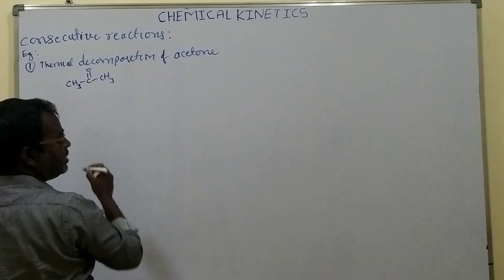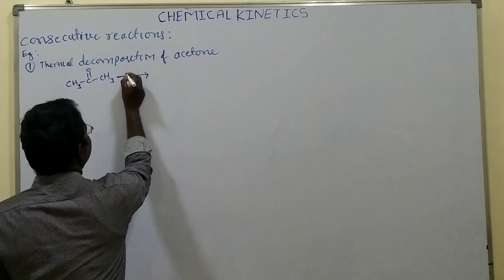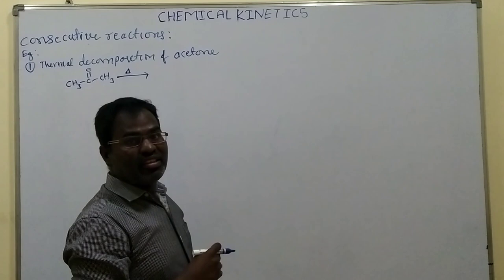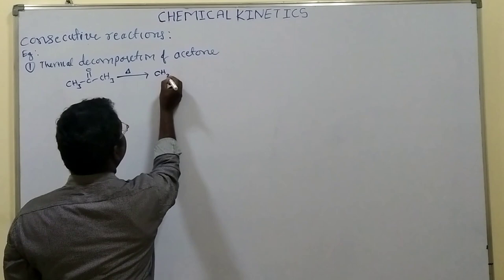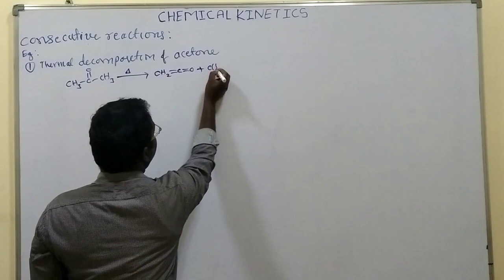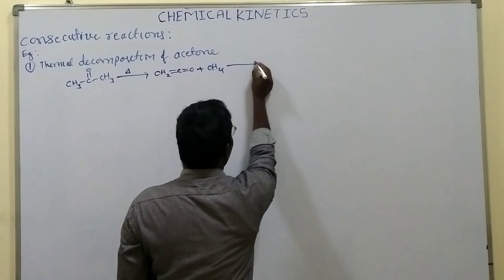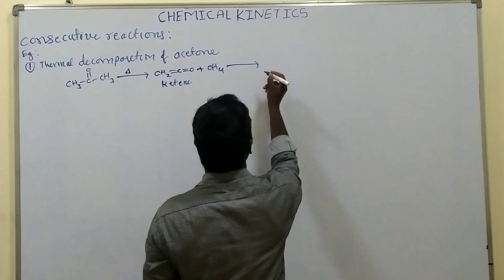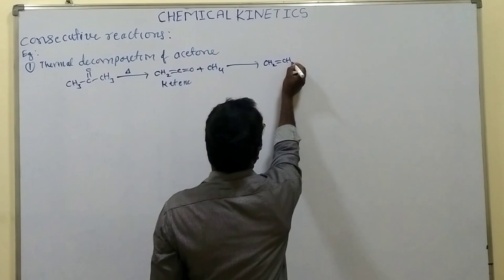On thermal decomposition or on heating at high temperature, it can be dissociated initially into ketene, CH2 double bond C double bond O, plus methane. It is the first step. Later in the second step, this ketene again undergoes dissociation and gives ethene, CH2 double bond CH2, plus carbon monoxide.